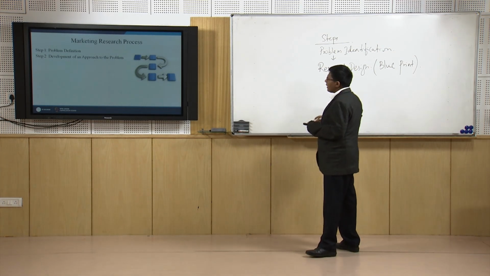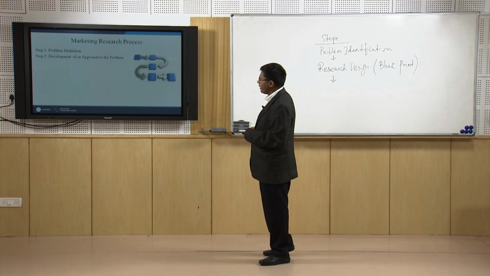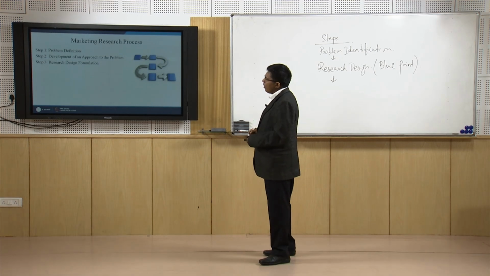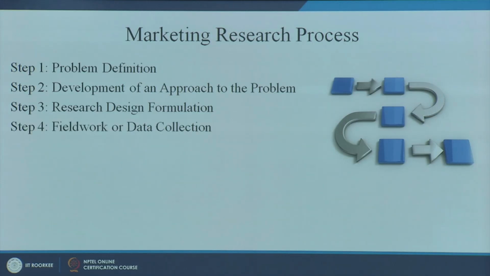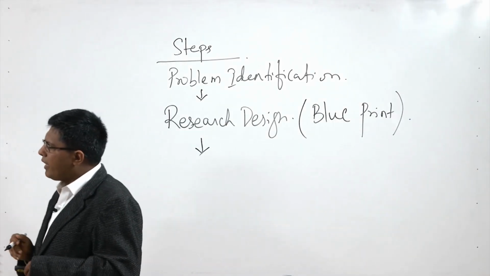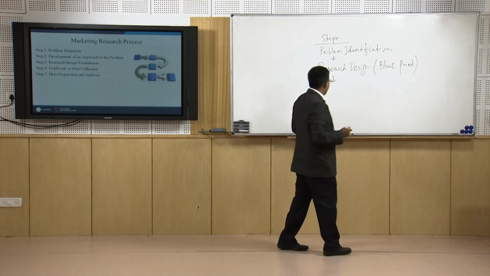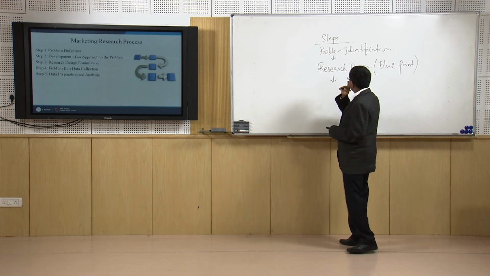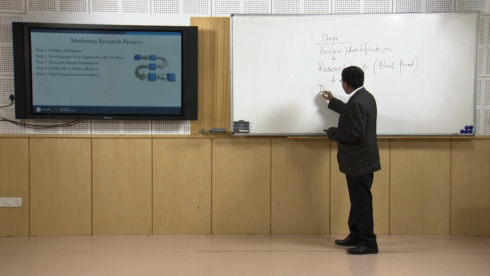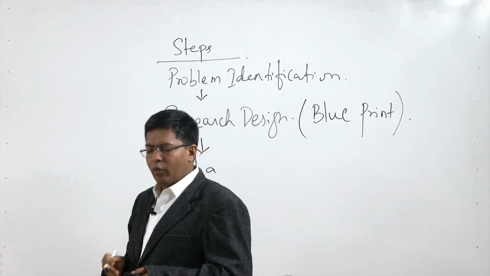Second, once you are done with it, I will explain the types of research design maybe a little later. So once you have formulated the research design, the third step which comes in is that you have to understand what my data is. For example, to do any analysis, I need the data. So what is the data I need?